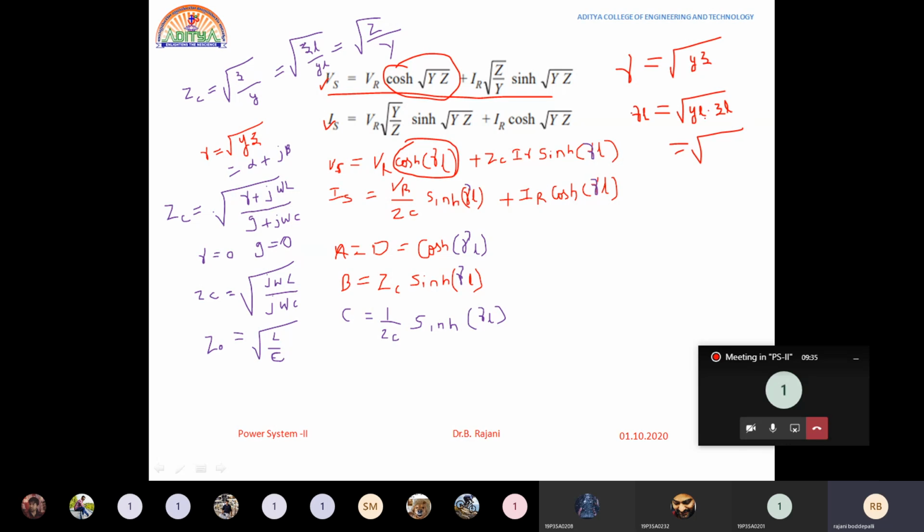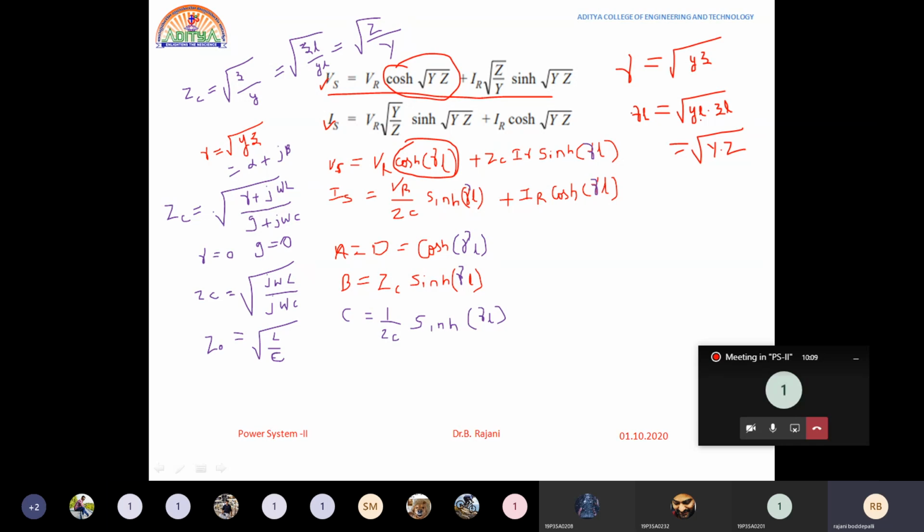The small y into L is nothing but the capital Y, which is the total admittance of the particular line. The small z into L is nothing but the total impedance of that particular line, the capital Z. That is why in every problem we multiply with the total length of the line.